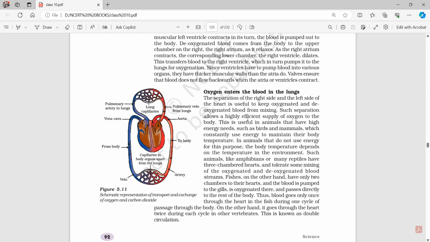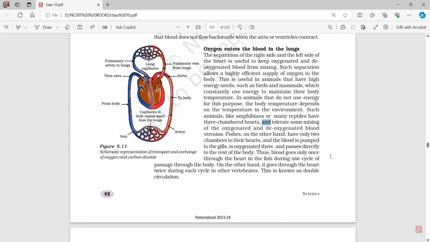Such separation allows a highly efficient supply of oxygen to the body. This is useful in animals that have high energy needs, such as birds and mammals, which constantly use energy to maintain their body temperature. In animals that do not use energy for this purpose, the body temperature depends on the temperature in the environment. Such animals, like amphibia or many reptiles, have three-chambered hearts and tolerate some mixing of the oxygenated and deoxygenated blood streams.